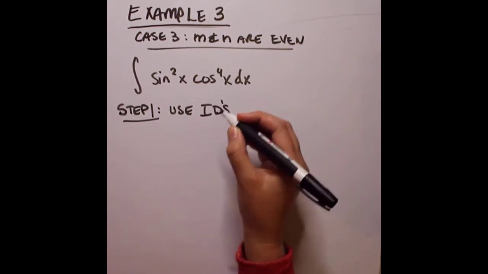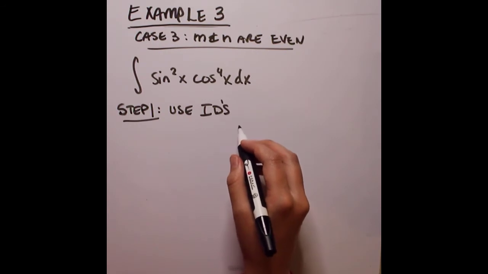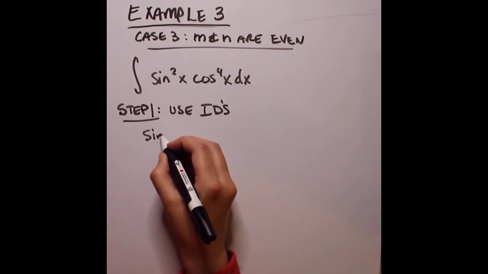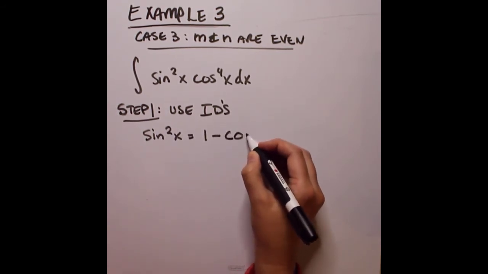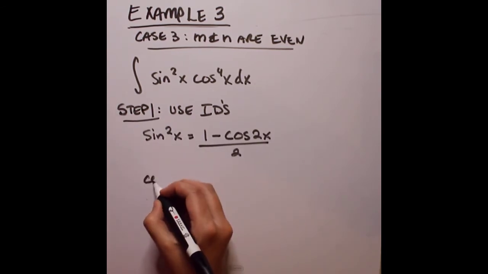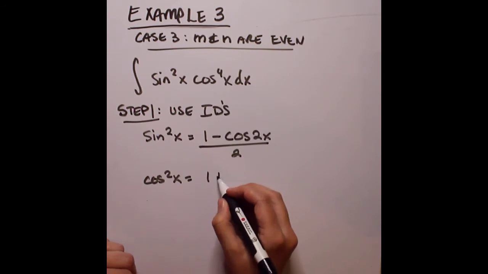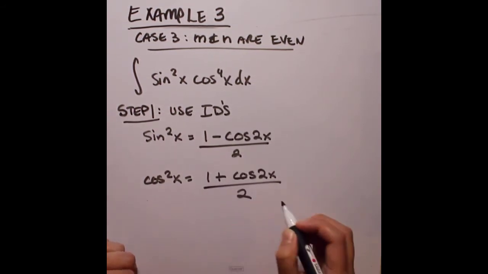So we are going to use our double angle formulas modified a little bit for sine squared and cosine squared. So we're going to use these two identities: the fact that sine squared x is (1 minus cosine 2x) over 2, and cosine squared x is very similar with a plus sign, (1 plus cosine 2x) over 2.